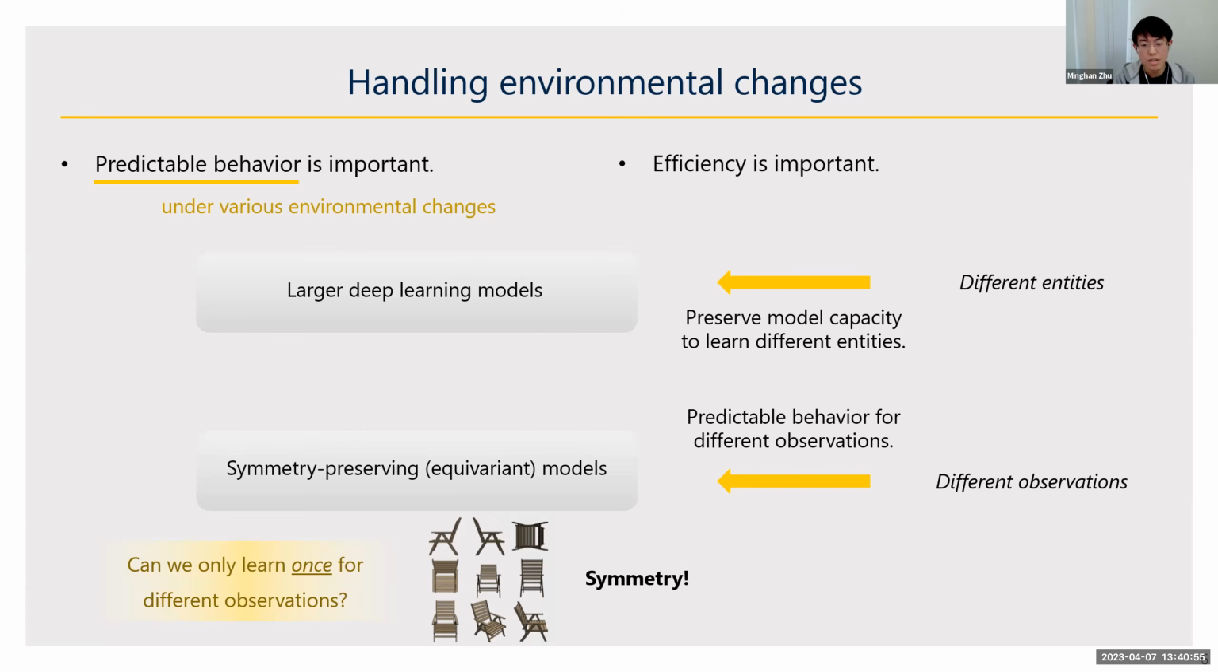So here, we say that we want to deal with the underlying symmetry in the environment using the symmetry preserving models, or in other words, we call them equivariant models. So what are they? Here, I will give a brief overview of what these equivariant models mean.